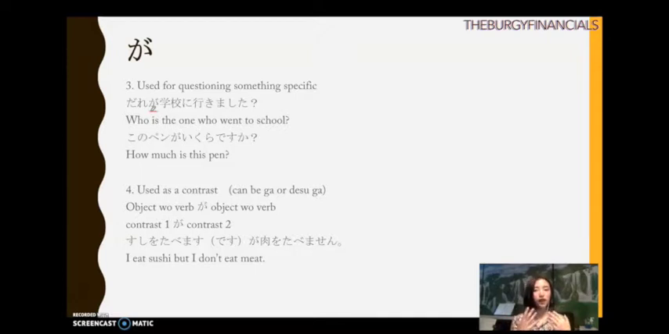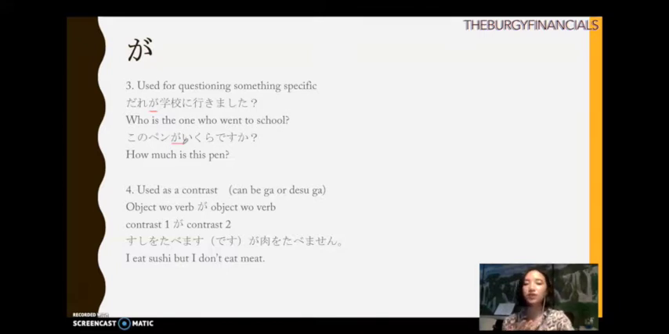And then we want to ask how much is something. But we don't just want to ask how much is a general thing. We want to ask a specific thing, like for example, this pen. How much is this pen? We don't just want to ask how much are those pens. We want to ask how much is this pen. So you ask このペンがいくらですか? And that's how you use ga to question something specific.